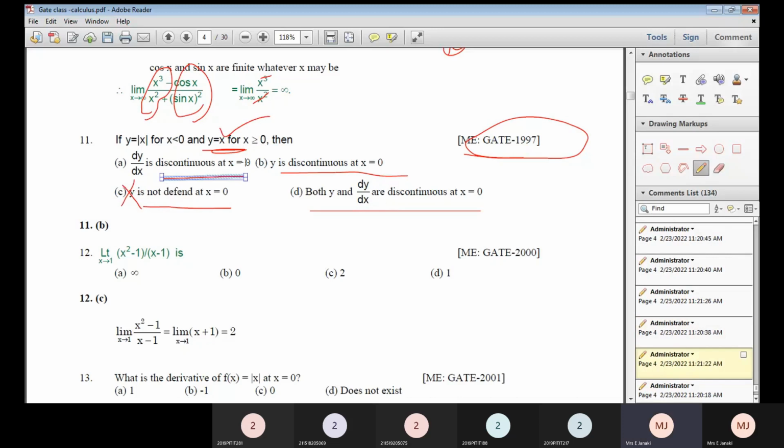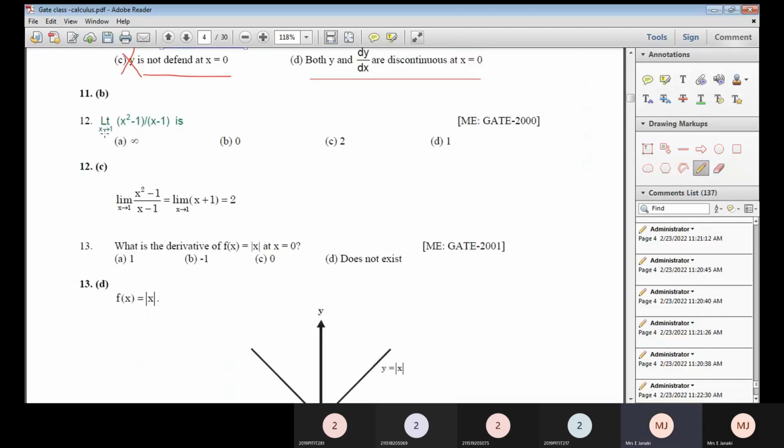And clearly dy by dx is discontinuous at x is equal to 0. This is the first option. See the second option: y is discontinuous at x is equal to 0. Yes, because at the point x is equal to 0, we are getting different values. Modulus x means x takes 2 types of values, x and minus x, whenever x is greater than or equal to 0 and x is less than 0. So we are getting 2 different values. Therefore, y is discontinuous at x is equal to 0.